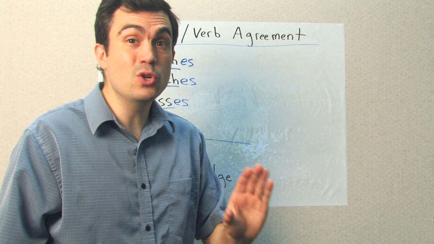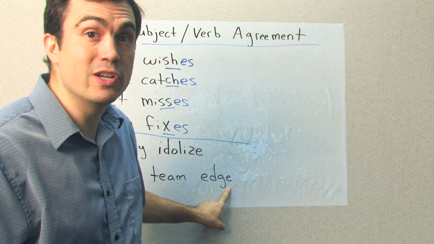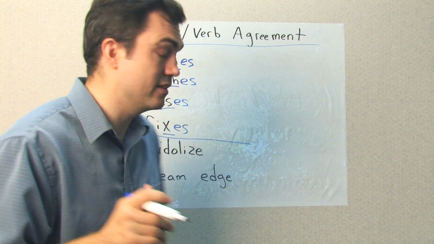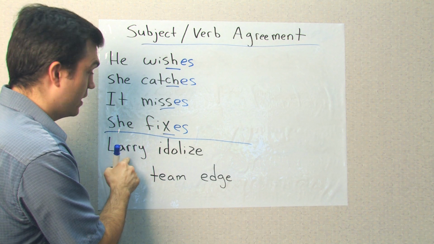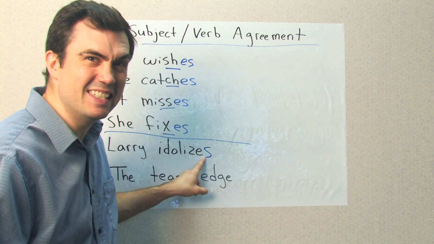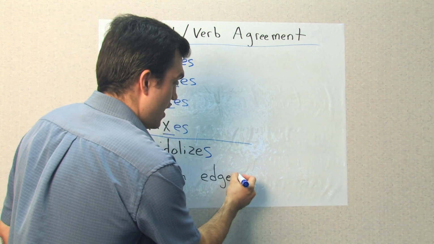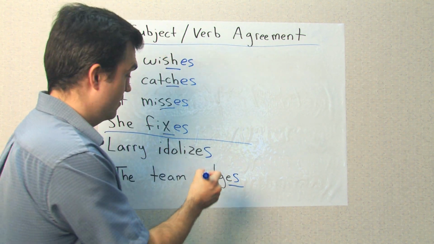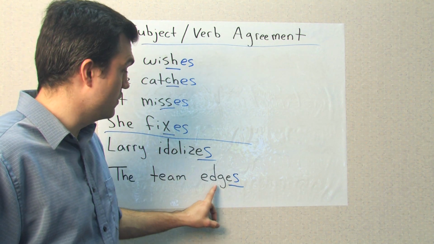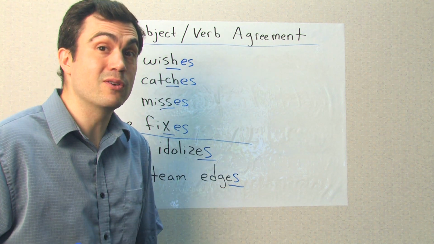Okay, so these last two examples already have an E. So we don't add es, we just add s. But it is still an ez sound, as. Idolize. Larry idolizes. Just add s, but it sounds like ez. The team edge. Edges. Idolizes. Edges. So a z sound or a j sound also ends with the sound ez, as.